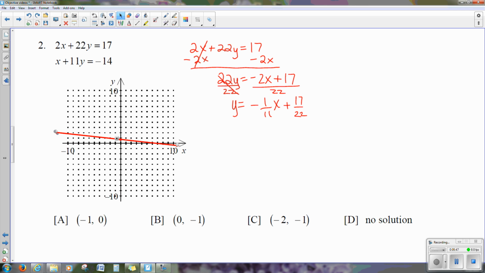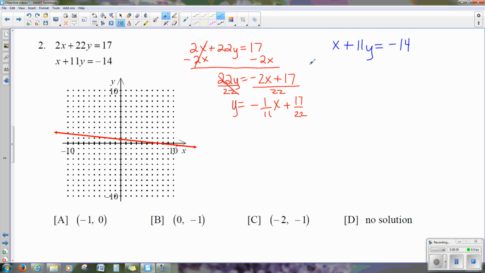And there we go. It'll give us a fairly good idea of where the point is, and then we can test it to see if that's truly the solution. All right, now let's work on the second equation. We've got x plus 11y equals -14.